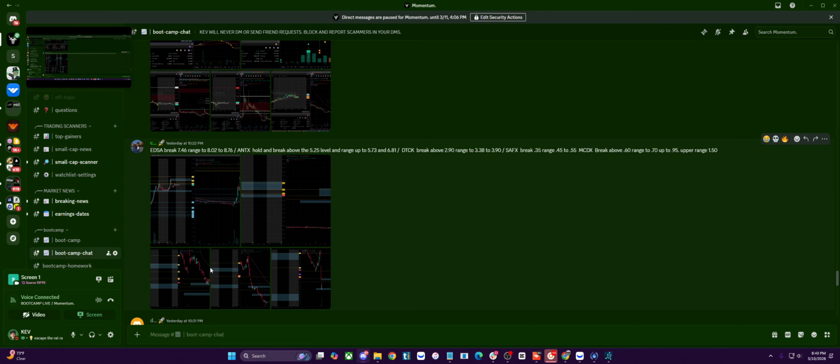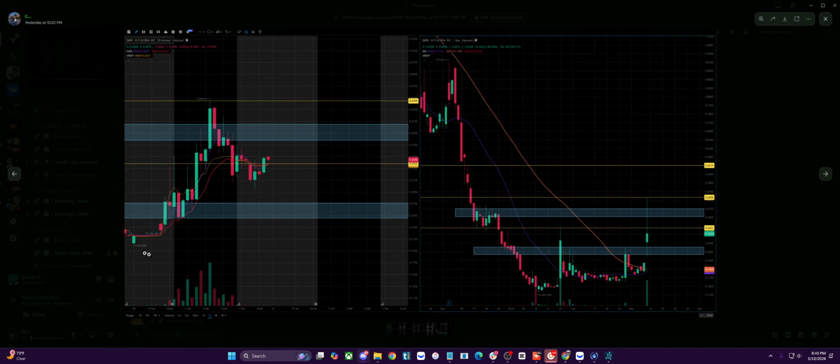SAFX, break above 35 for the range to 45. Also not a bad setup. I don't love this massive wick on the daily chart, but maybe it sets up better on day 2. That sort of puts me off, though, because check this out.